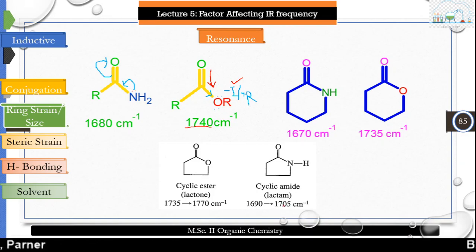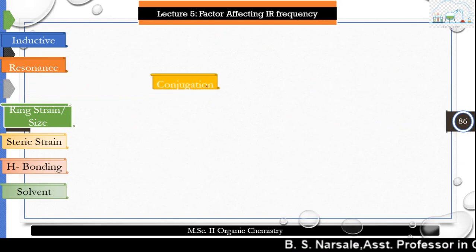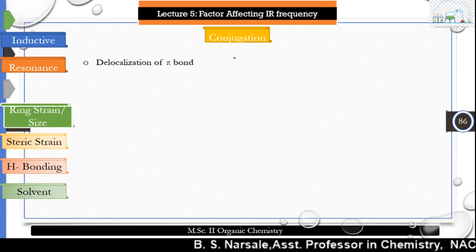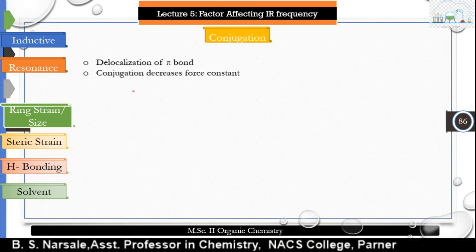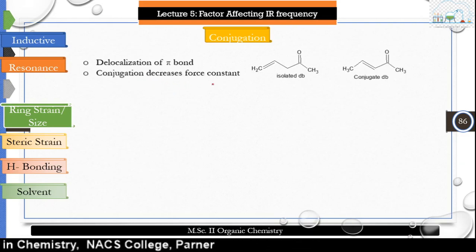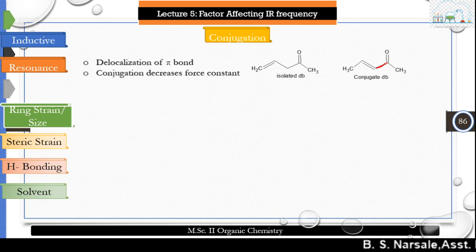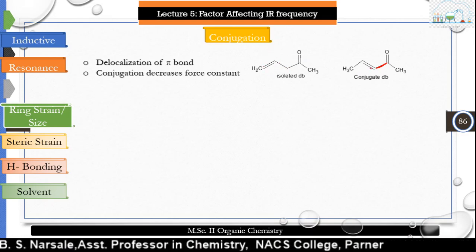Now we go for the next factor, which is called conjugation. Everyone knows that in conjugation there is a delocalization of pi bonds, and due to this delocalization, conjugation decreases the force constant. Everyone knows that in conjugation there must be a minimum of one single bond between two double bonds, and if there is more than one single bond, then there is no conjugation. Now what happens here in conjugation?